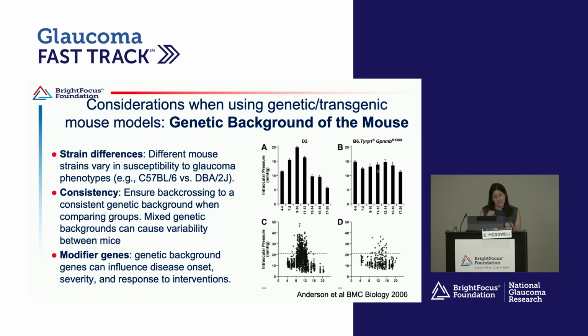And along those lines is ensuring that if you do backcross to another genetic background, that you do it for enough generations so you don't end up with a mixed genetic background, because that can really confound your results and cause variability between the mice. This variability between genetic backgrounds is due to modifier genes. So genetic background genes can influence the disease onset, severity, and response to interventions. But this is actually a really cool tool you can use to figure out new phenotypes or new pathways that might be modifying these phenotypes.